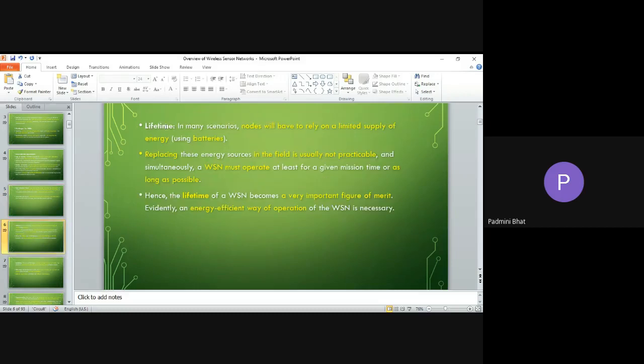Now, how should the lifetime be? In many scenarios, nodes will have to rely on a limited supply of energy, using batteries. Replacing these energy sources in the field is usually not practicable, and simultaneously a wireless sensor network must operate at least for a given mission time or as long as possible. If an event is given, at least till that event happens, the WSN should be able to sustain on its own.